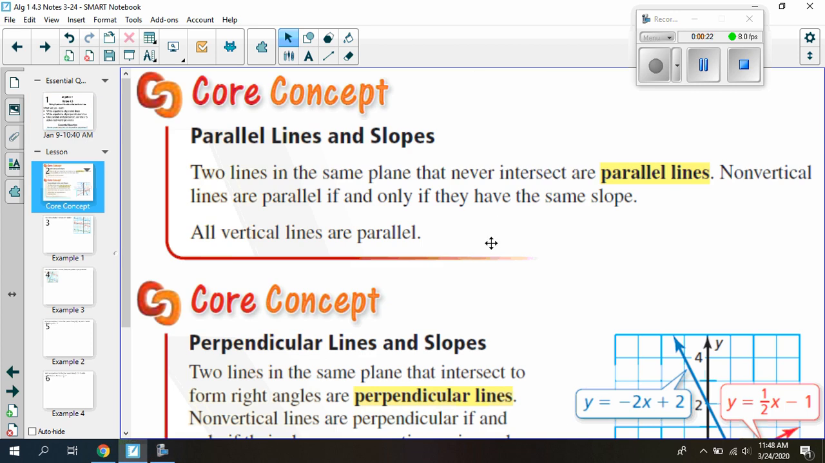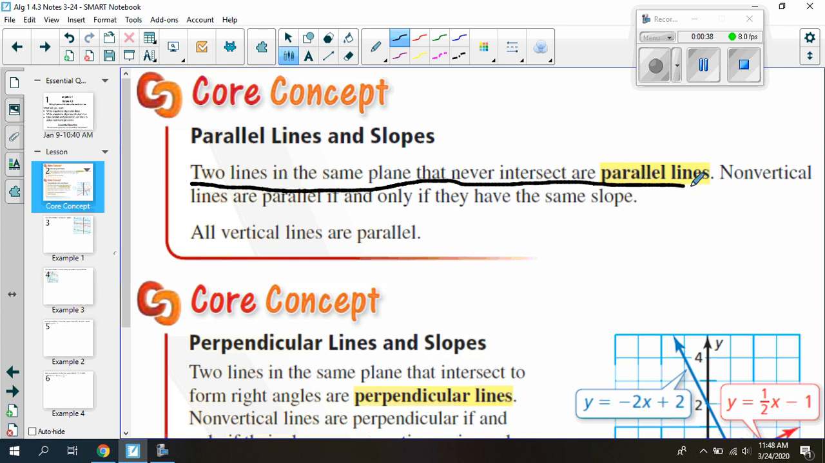So two lines that are parallel are two lines that will never intersect on a flat surface. That's the geometric definition. You can see that right here. So in geometry world, you're looking at that.